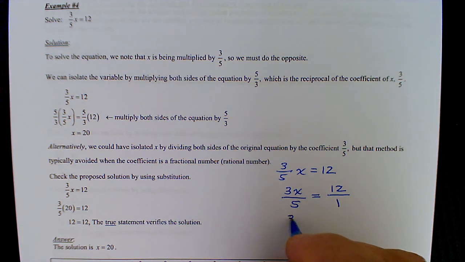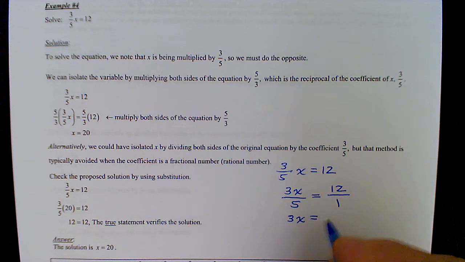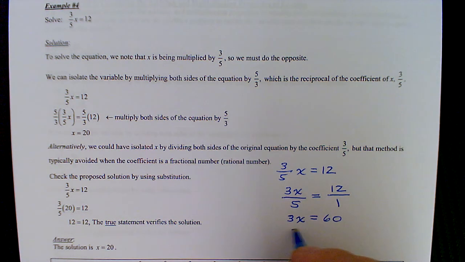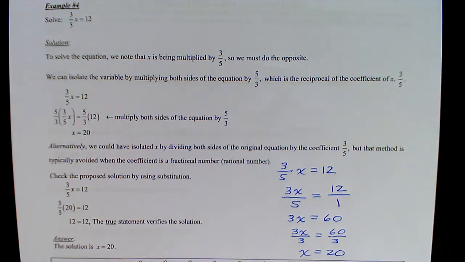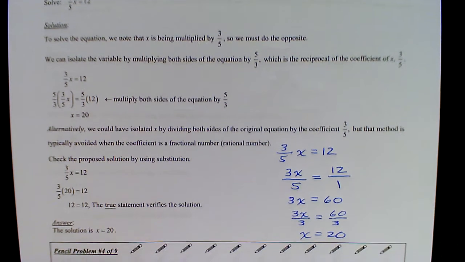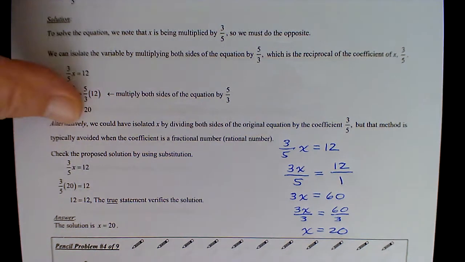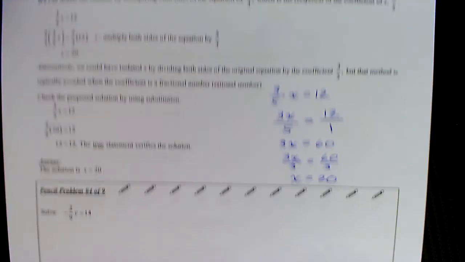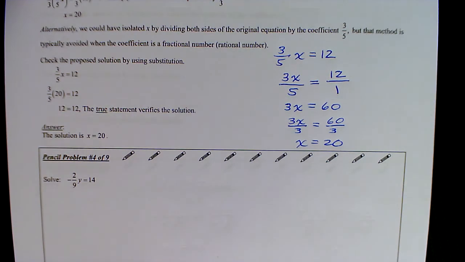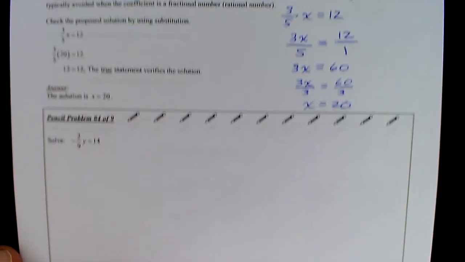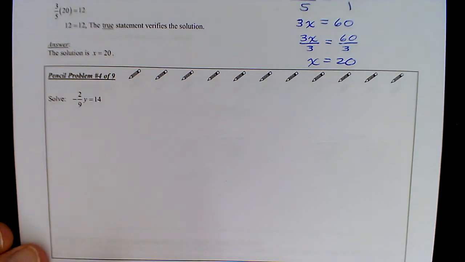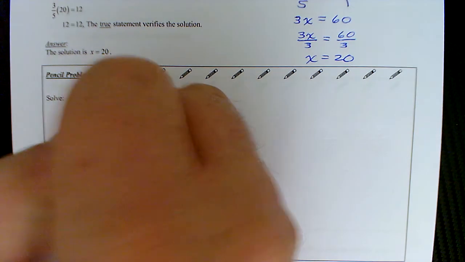So 1 times 3x is 3x, 5 times 12 is 60, and now we'll just simply divide by the coefficient, 3, and we get the same answer. So I feel the proportion method is easier for students, but it's your choice. If you like the reciprocal method, that's fine. And let me just quickly show you both methods here.